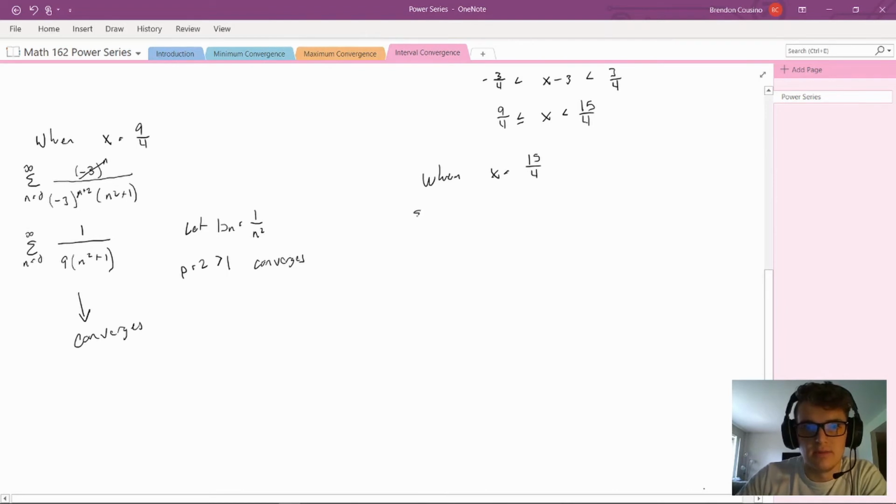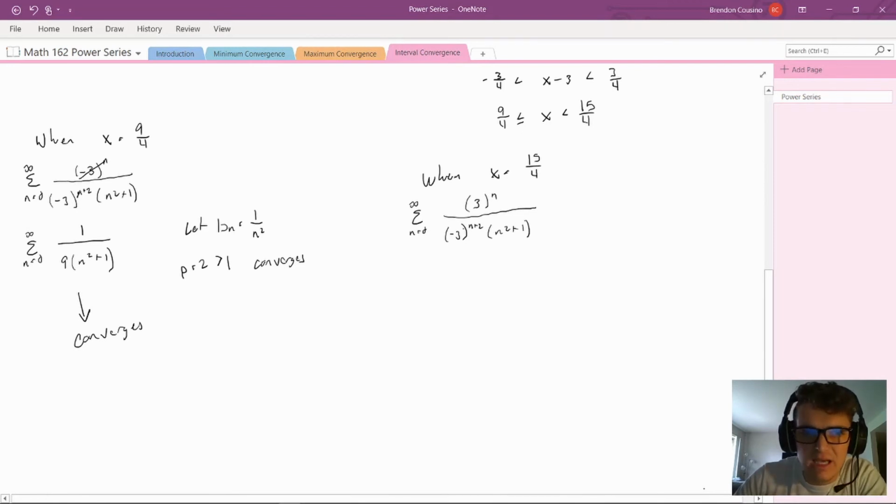So let's go ahead and do the same thing. We're going to write out our series, n is equal to 0 to infinity. And so we had a 4x minus 12. 4 is going to cancel again, so it's going to be a 15 minus 12. So this is going to be a 3 to the power of n divided by a negative 3 to the n plus 2 times n squared plus 1.